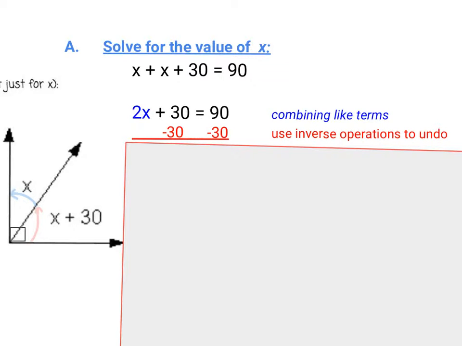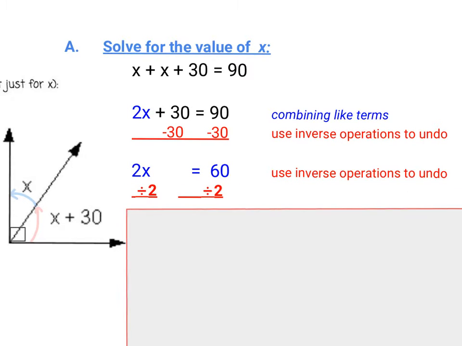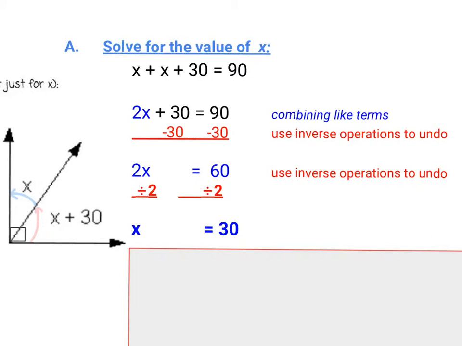What does that give me? 60. On the right-hand side, it says 60. What's on the left? 2x. 2x equals 60. So if 2x equals 60, how do I solve for x? Divide by 2. And I get that x is equal to 30.